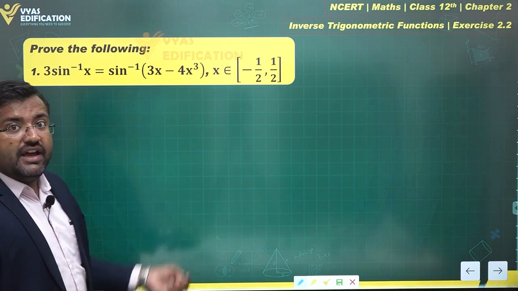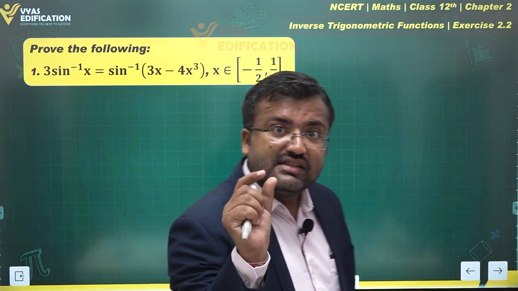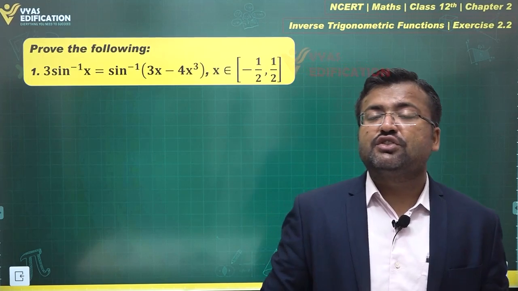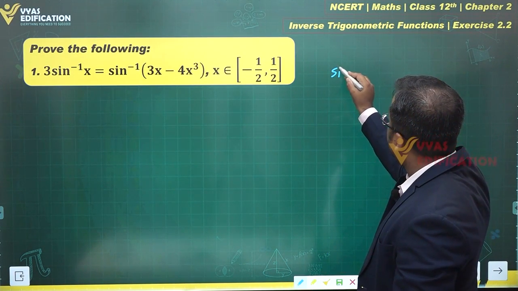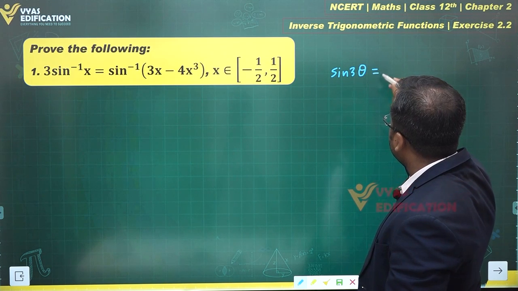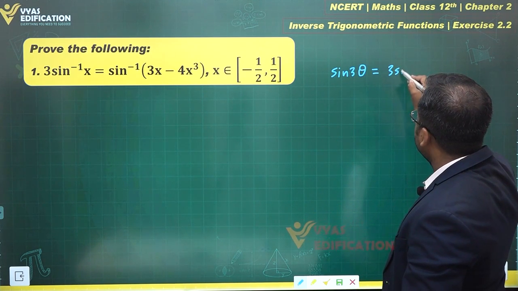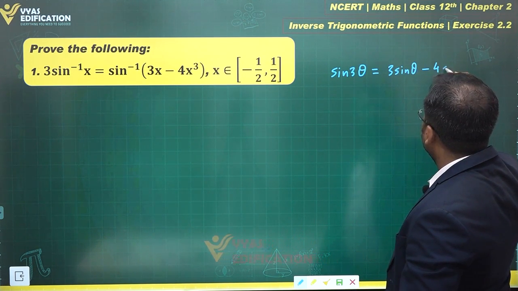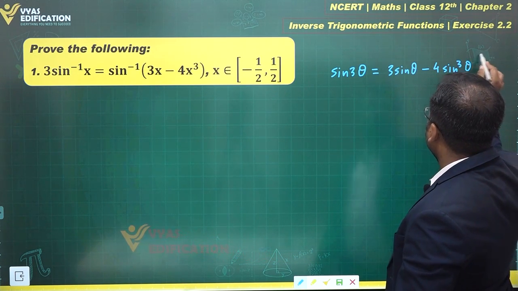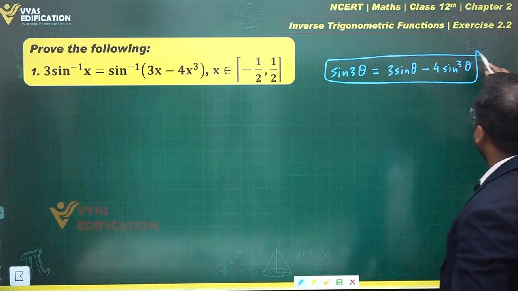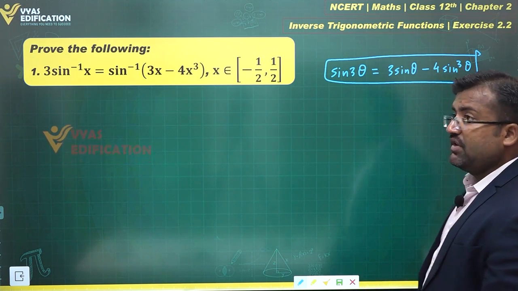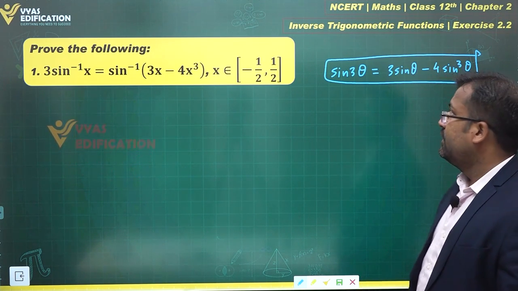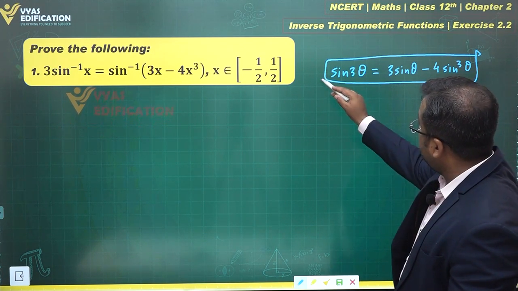this expression over here is something similar to an expression that we know. What do we know? We know that sine 3 theta is equal to 3 sine theta minus 4 sine cube theta. Okay, this is something that we are already aware of. This is the formula of sine 3 theta, which we studied in class 11th. So will this formula be useful over here?